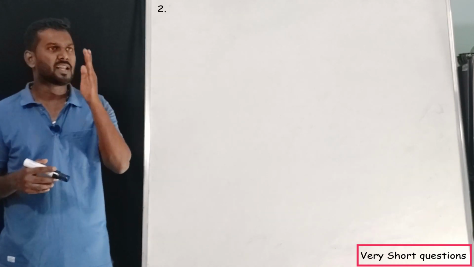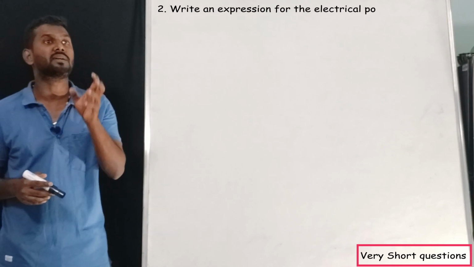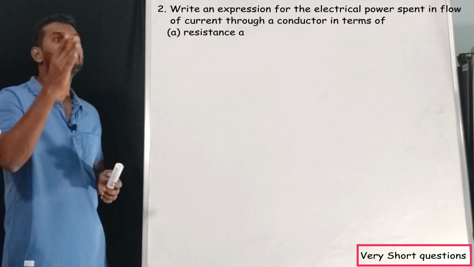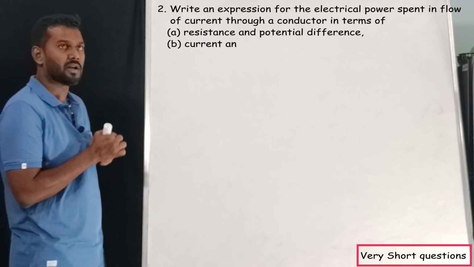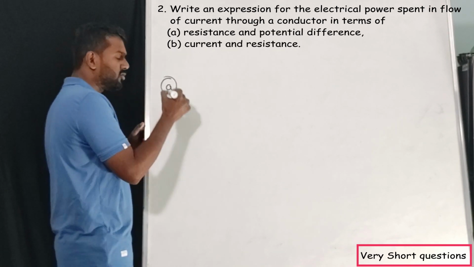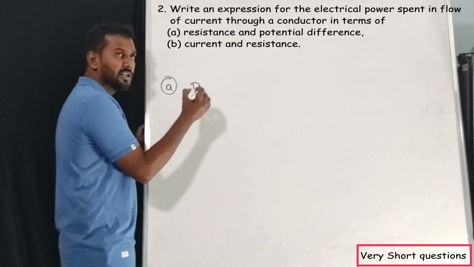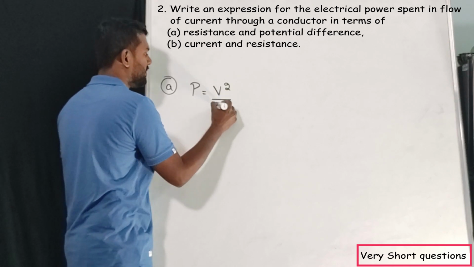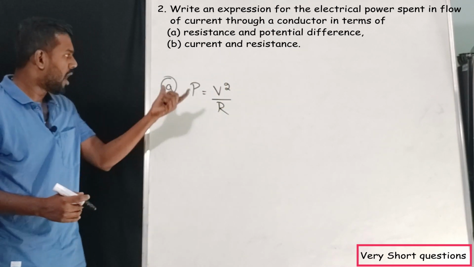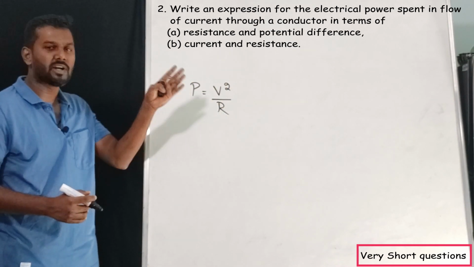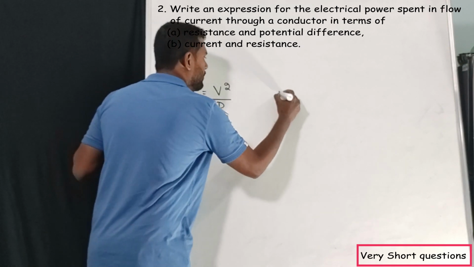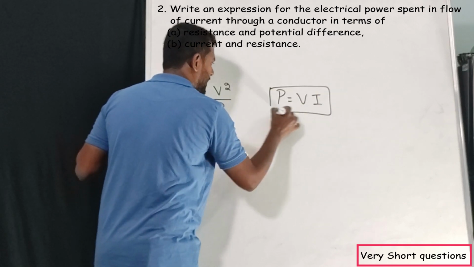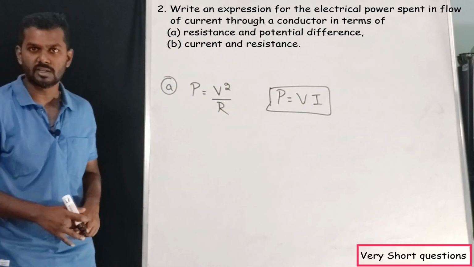Next question. Write an expression for the electrical power spent in flow of current through a conductor in terms of, first one, resistance and potential difference. First we'll write this one. We have to write the expression for power in terms of potential difference and resistance, that is nothing but V square by R. Okay, how we got all these different expressions from the main formula for power is equal to potential difference into current. This is the main formula. Using this only we are deriving all these things.